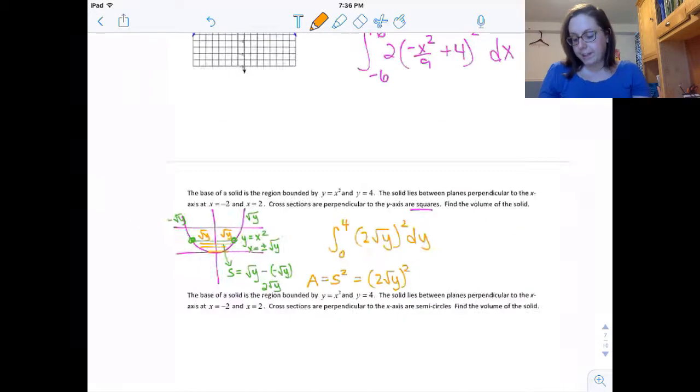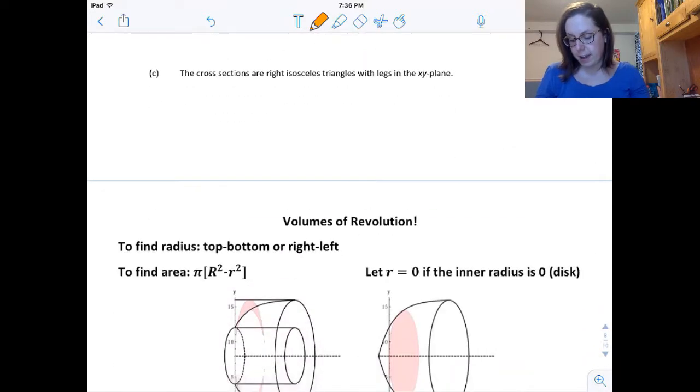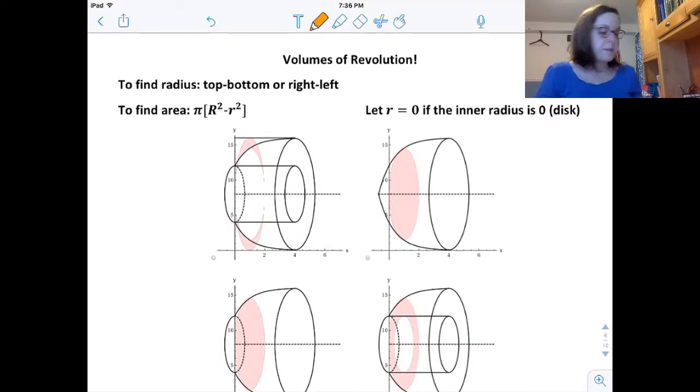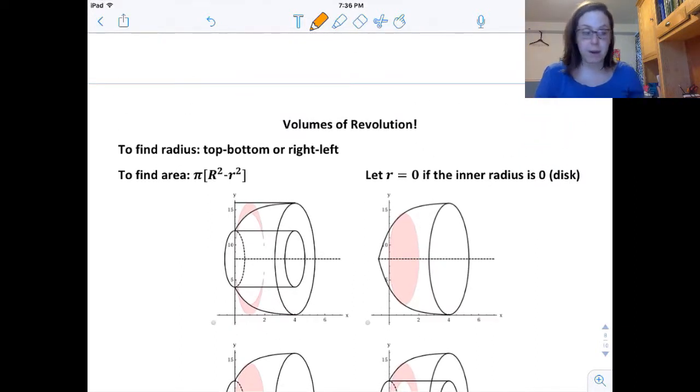All right, last thing, let's get into some volumes of revolution. And I'm going to tell you guys this. Again, copious amounts of videos in the down bar on this. But if you're struggling with this, here's what I would do. I would treat every question like it's a washer, and your inner radius may just happen to be 0. So to find the radius, you're either going to do top minus bottom or right minus left.